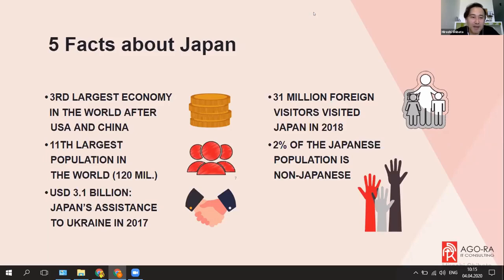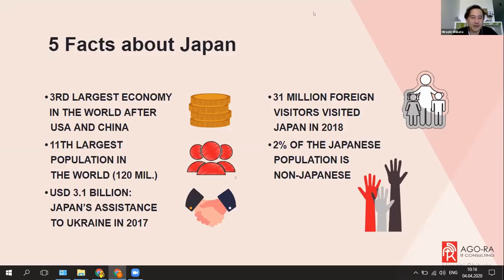So it's the third largest economy in the world, after the USA and China. Until 2010, I think we were the second, until China took over, unfortunately. But now we're the third, and the fourth is, I believe, Germany. And it has the 11th largest population in the world, 120 million. That is roughly 2.5 times larger than Ukraine's population, I believe, or maybe three times more, something like this.